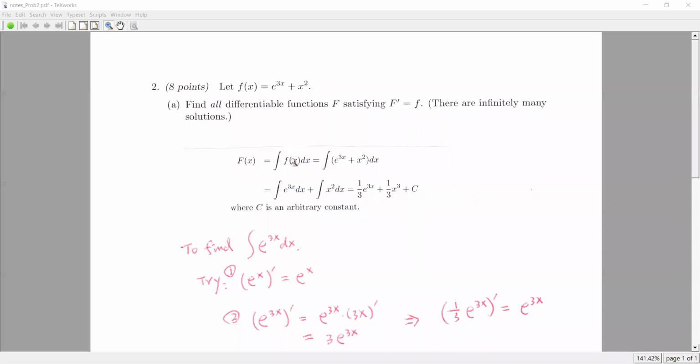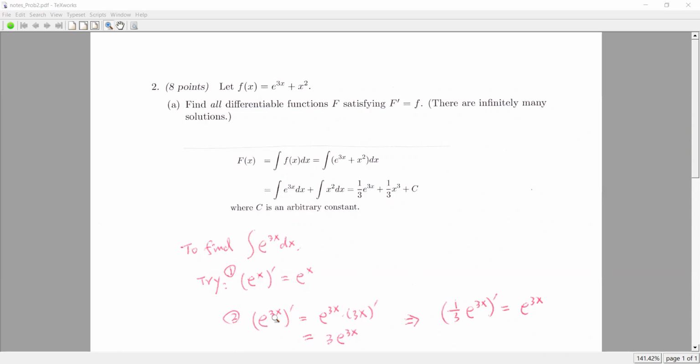Now I compute this integral. Plug in this function for function f, then I have this equation. Apply the summation rule, then I have this equation. To find an antiderivative of this function, e to 3x, I make some tries here. In the first try, I try the function e to x. Derivative of e to x is e to x. In the second try, I try the function e to 3x.